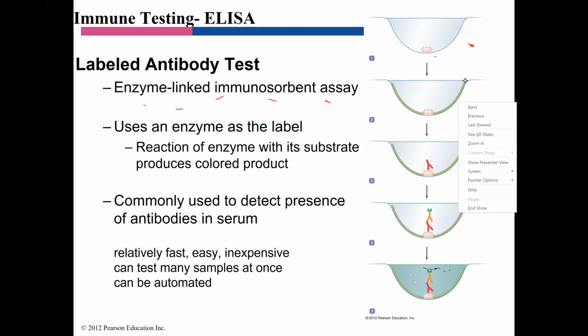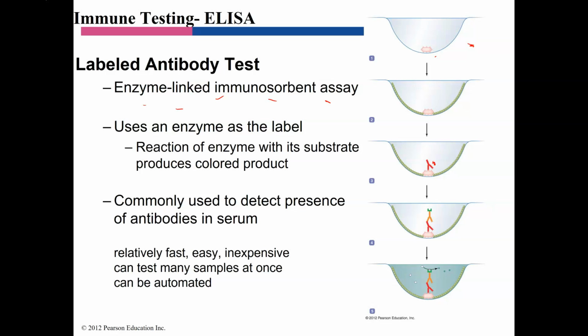Then finally, you have your primary antibody, which will come from the patient. And you see that it's bound to the antigen right there. So the person does have antibodies against that particular antigen. Then you wash out all the non-specific, unbound stuff.